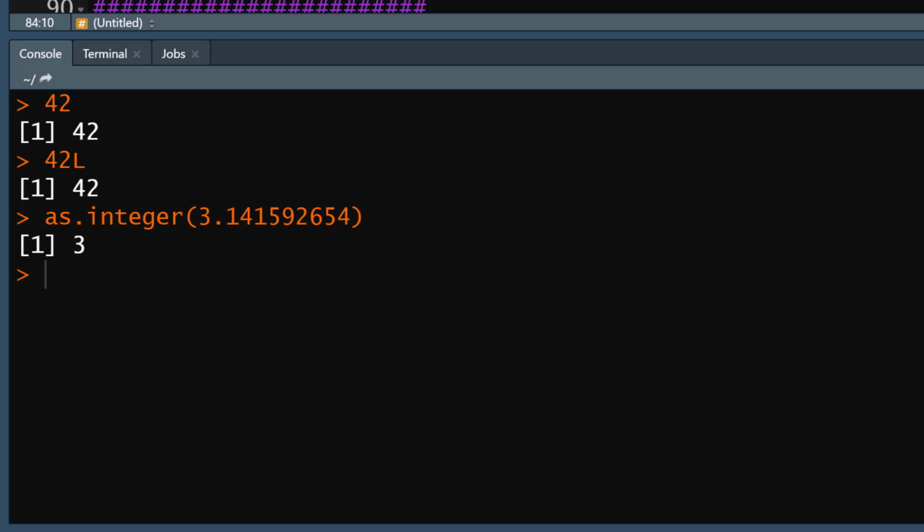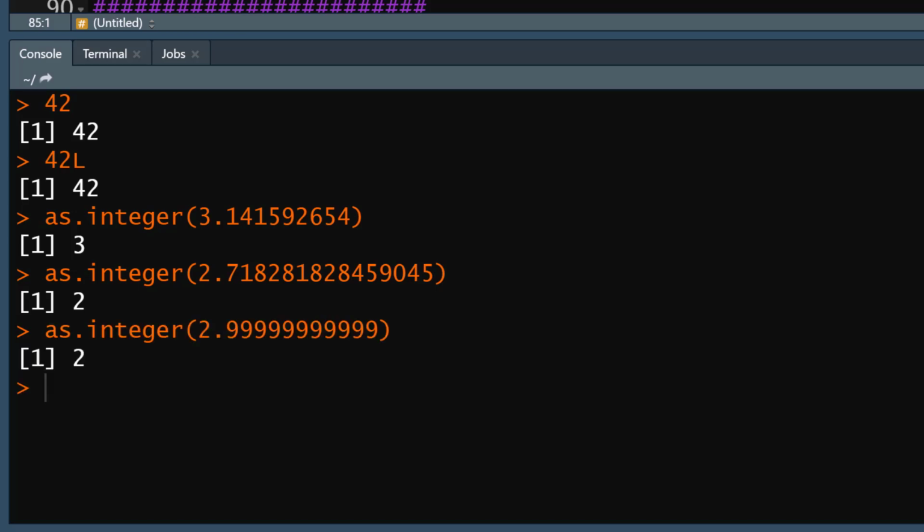Now that could be the result of rounding. Let's think about the number e, which is 2.71828, and so on. Typing that in, that would normally round up to 3, but as you can see, it truncates it to a 2 instead. And in fact, if I pick a number very, very close to 3, so 2 with as many 9s as I could possibly put after it, I still get a 2.